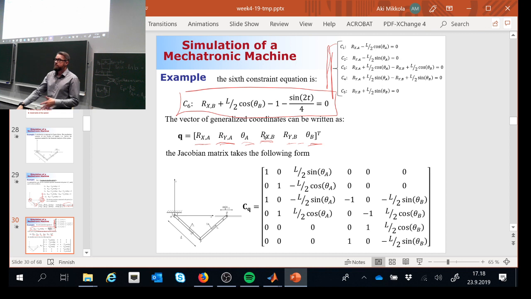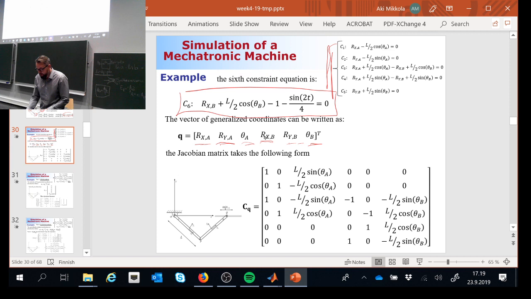I'm going to introduce these components to my math tool. I'm going to ask it to compute the Jacobian matrix for me. The Jacobian matrix will have the dimension of 6 times 6: 6 rows because of the 6 constraint equations, and 6 columns because of the 6 generalized coordinates. Clear? All right.